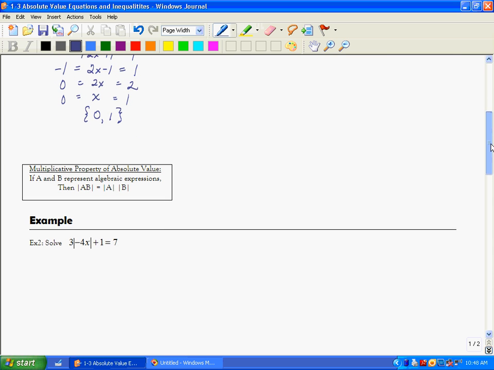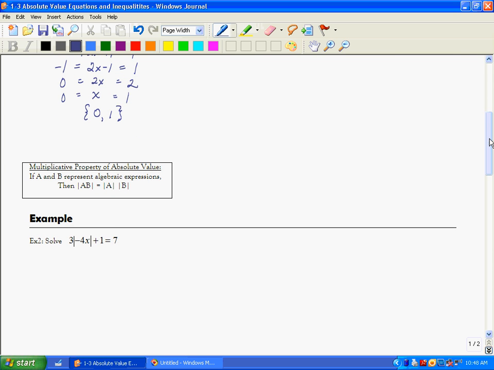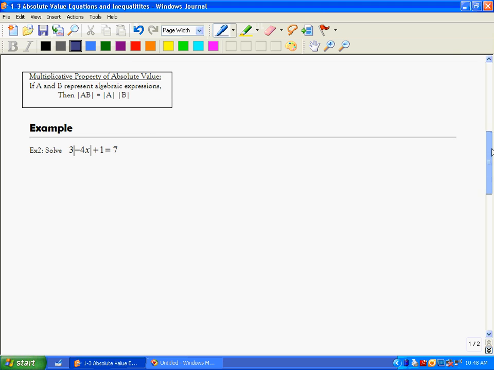Looking at the second property, the multiplicative property of absolute value means that if you have 2 things multiplied together in an absolute value, you can separate them into individual absolute values. So when you're solving this next problem, you're going to want to try to get the absolute value by itself first. So you move the 1 to the other side, and you get 6. You divide by 3, and you get 2. And then these 2 things multiplied together inside the absolute values can be separated into their individual absolute values, and you can take those separately.